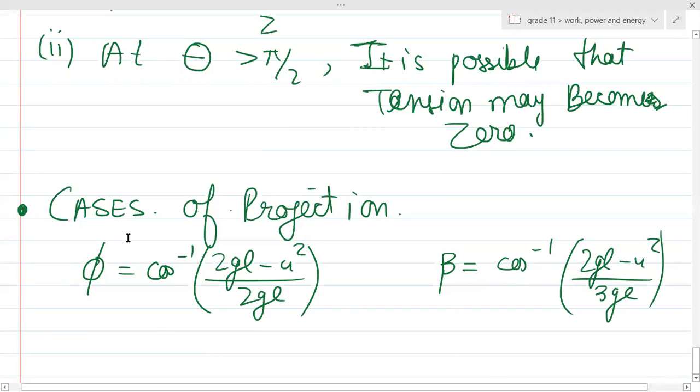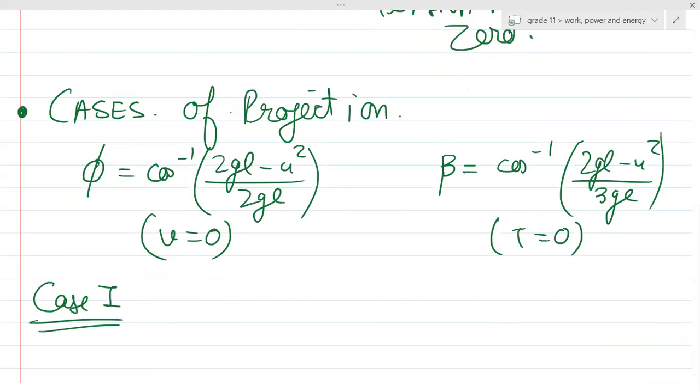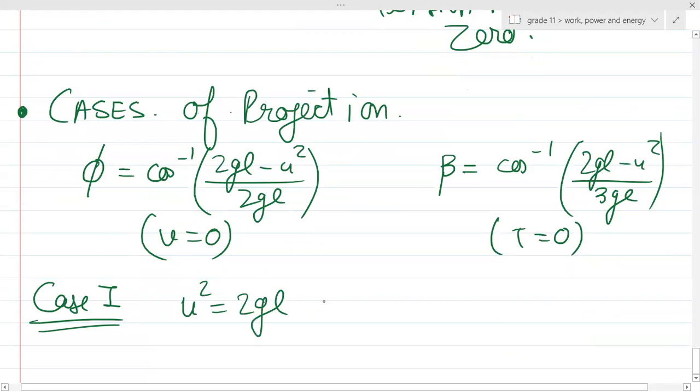This is basically the case when velocity is 0, and this is basically the case when tension is 0. Are you getting my point? So based on these two formulas, we have different cases. Case number 1: if 2gl and u square become equal, then it's inverse cos theta. If u square is equal to 2gl, that implies u is equal to under root 2gl.